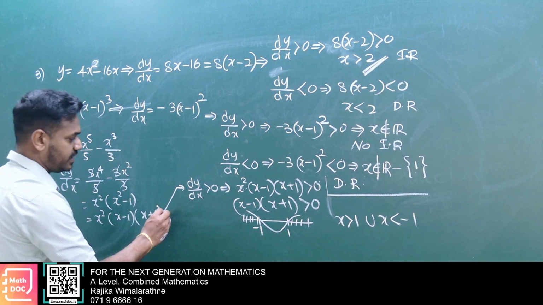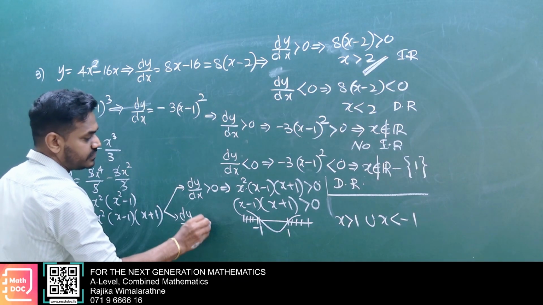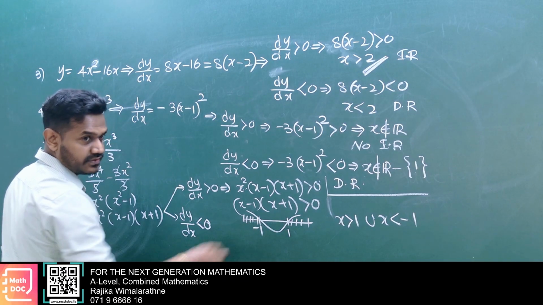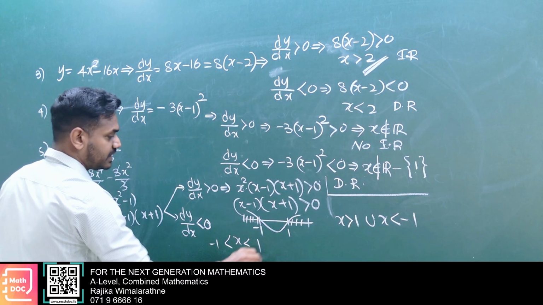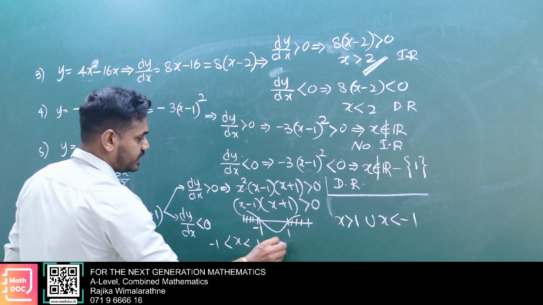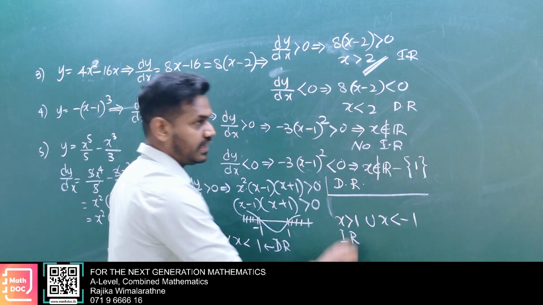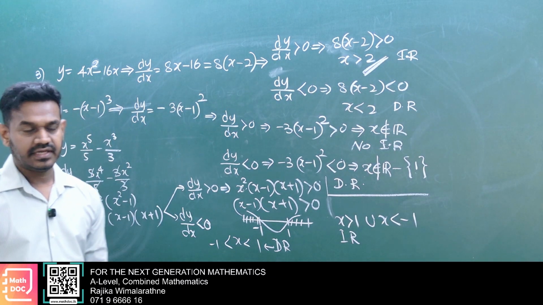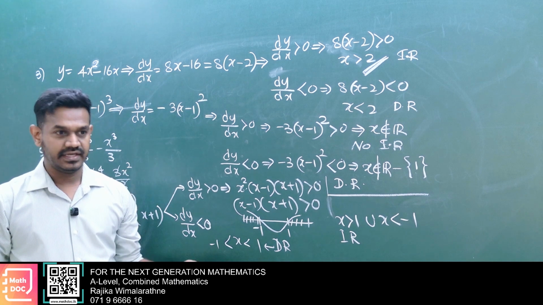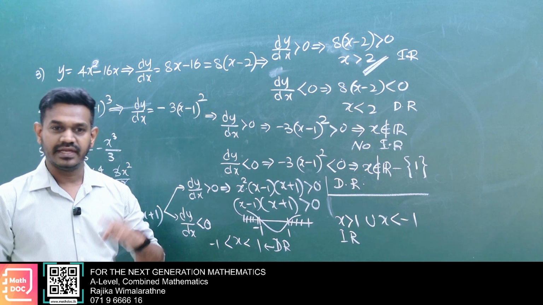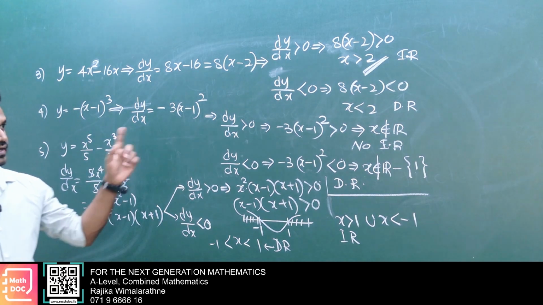Then definitely dy by dx less than 0 is the remaining region, no? The remaining region: x in between minus 1 to plus 1. Here decreasing region. Here increasing region. So anyway, you differentiate the function, and where dy by dx is positive the function is increasing, where dy by dx is negative the function is decreasing. Okay, complete.